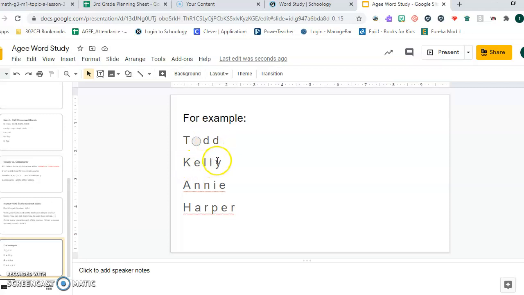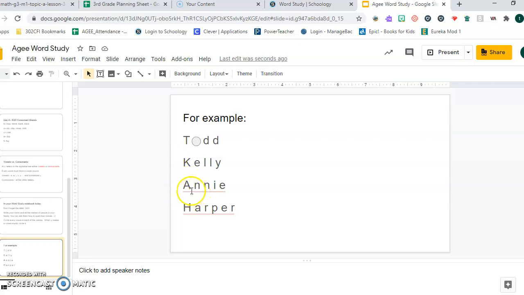Here we've got Kelly. K is a consonant sound, so K would not get circled. Is the E, the short E sound, so I would circle the E, and then LLY. LL is L, those are consonants, and this Y would be a good example of a Y that I would need to circle because of the vowel sound that it makes. Yes, it makes a long E sound.